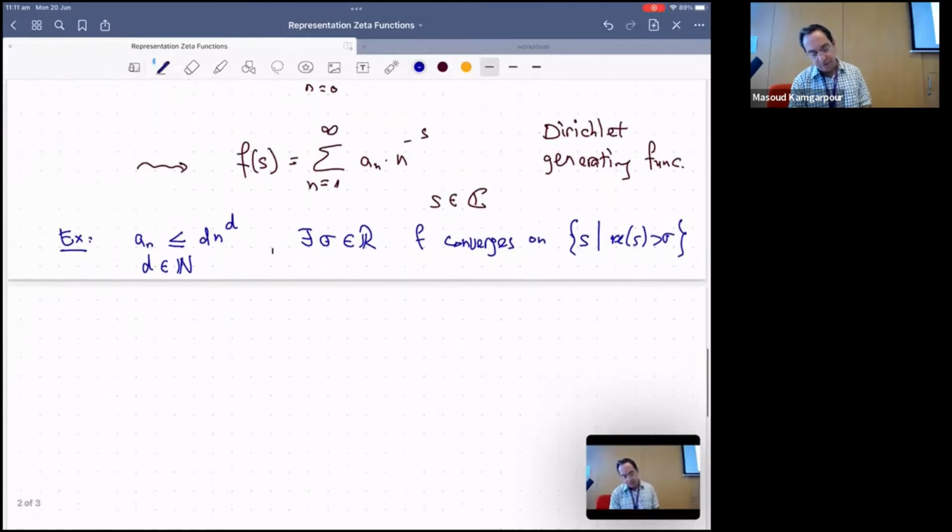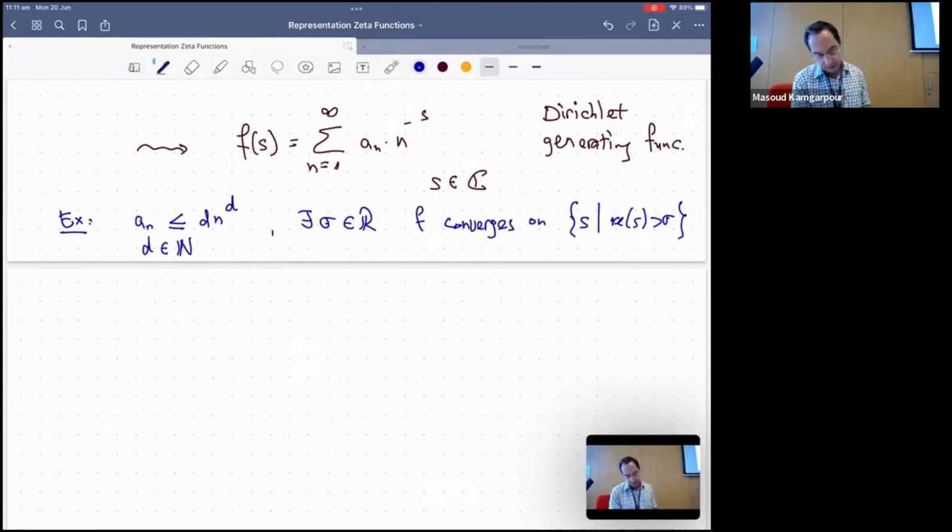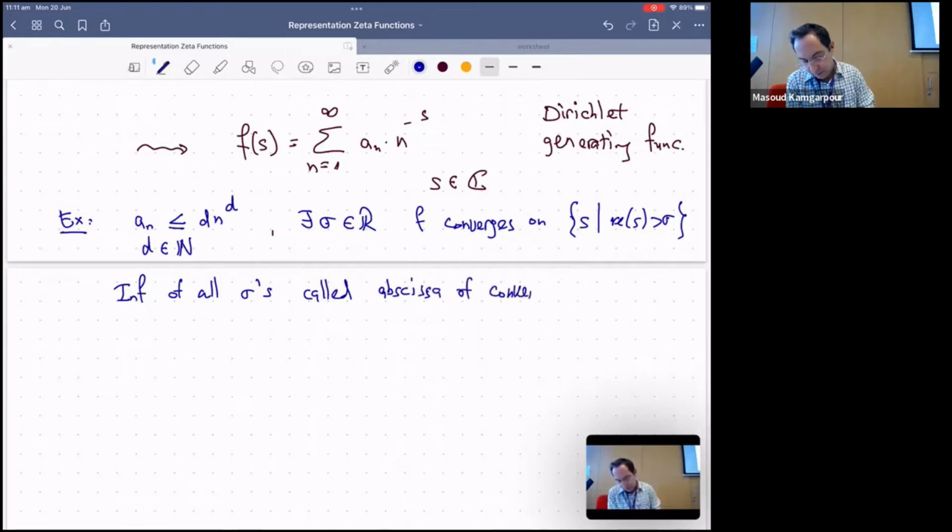And the infimum of all these sigmas is called the abscissa of convergence. And that's going to play an important role, so let me maybe call it a definition. Are there any questions so far? Okay.